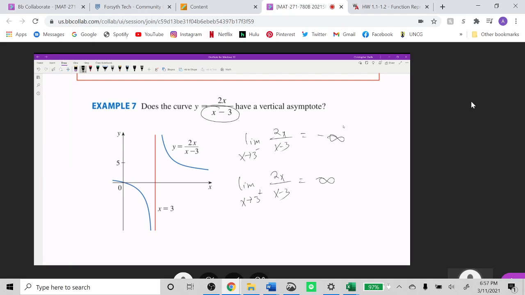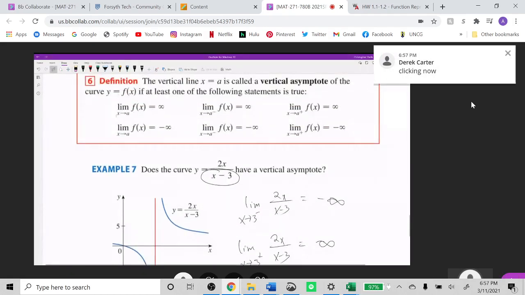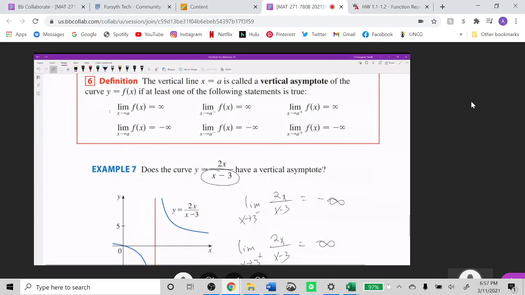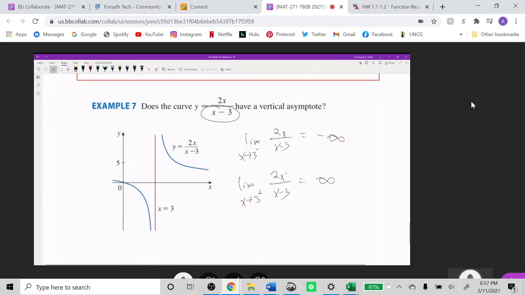Because these one-sided limits are not the same, we can't write this as either the limit as x approaches 3 of this function is equal to infinity, or the limit as x approaches 3 of this function is equal to negative infinity, because these one-sided limits would have to be the same for us to write that. Instead, we can just say the limit does not exist. We can just say the limit of 2x over x minus 3 as x approaches 3 does not exist. Does that make sense?